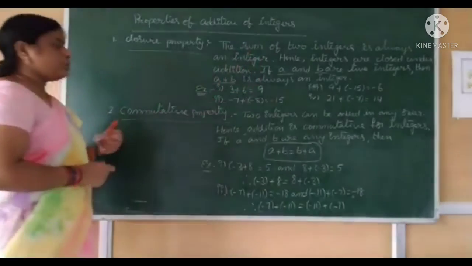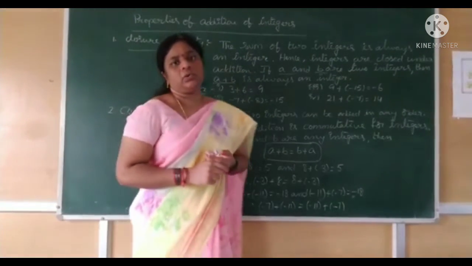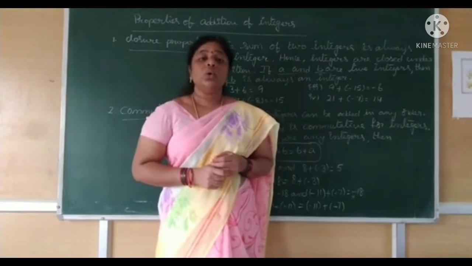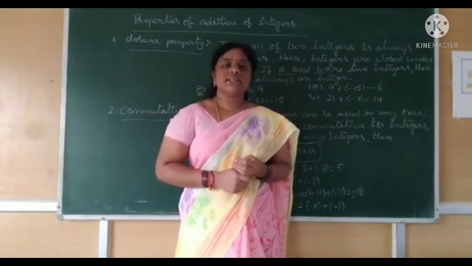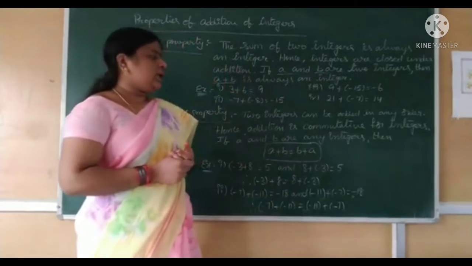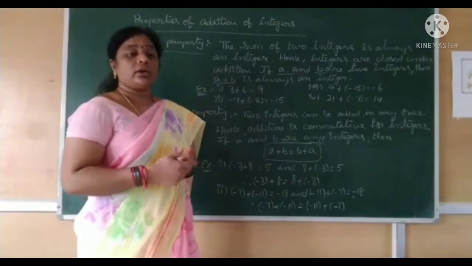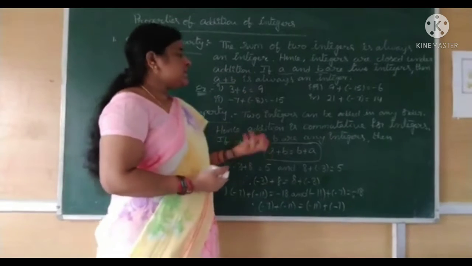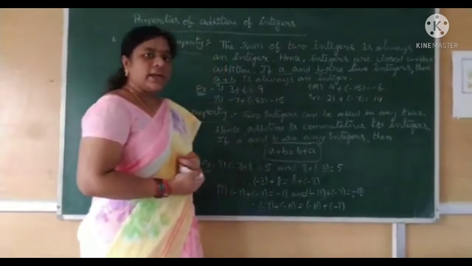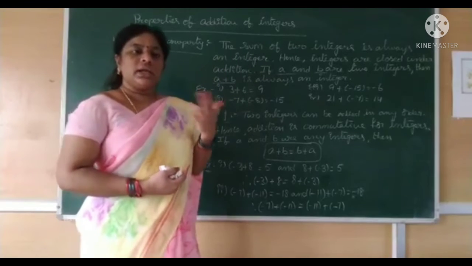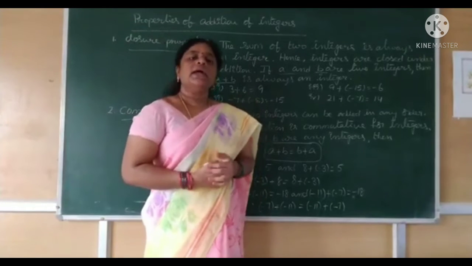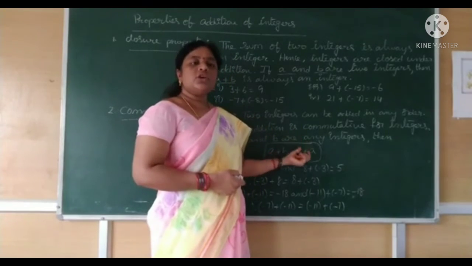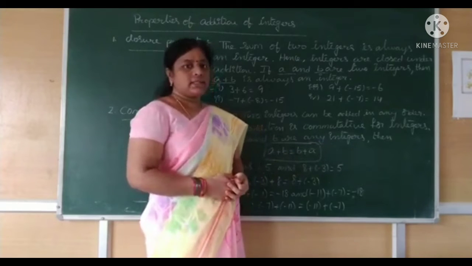Okay. The next property is the commutative property. All of you know about commutative for whole numbers. What is that? If you add two whole numbers in any order, the result is the same. Like that here, if you add any two integers in any order, the result is the same. Two integers can be added in any order. Hence, addition is commutative for integers. If a and b are two integers, then a plus b equals b plus a. So the result of a plus b is equal to the result of b plus a.